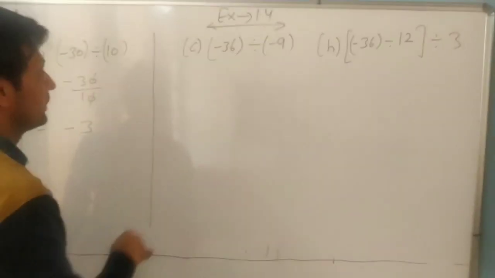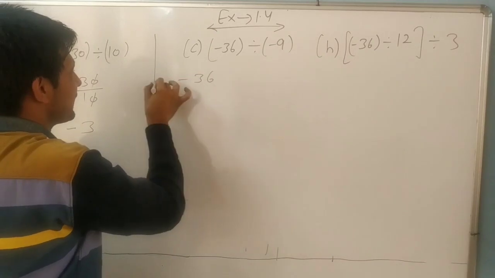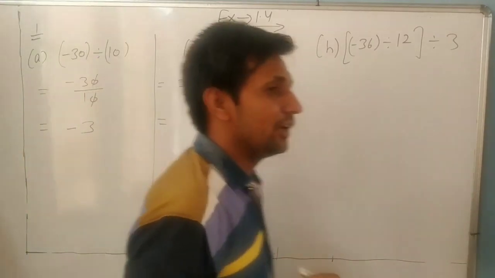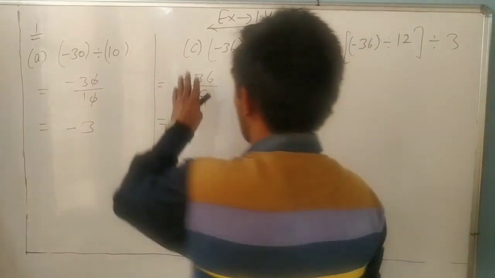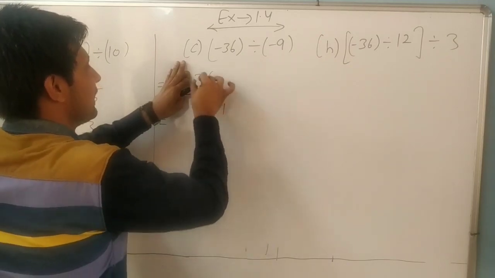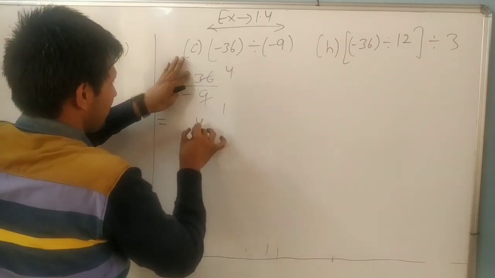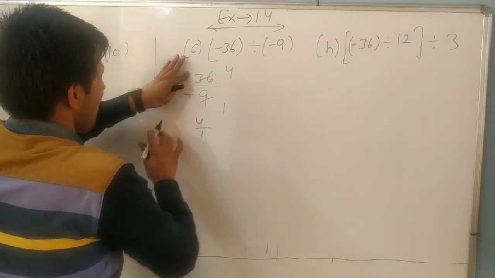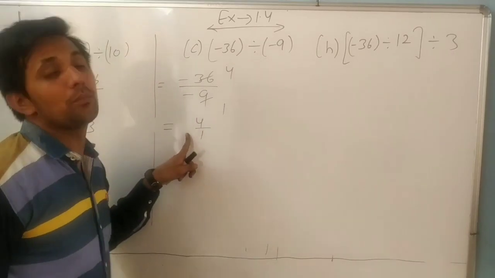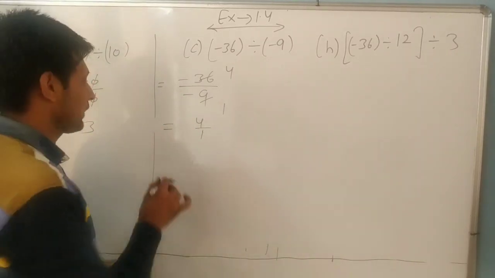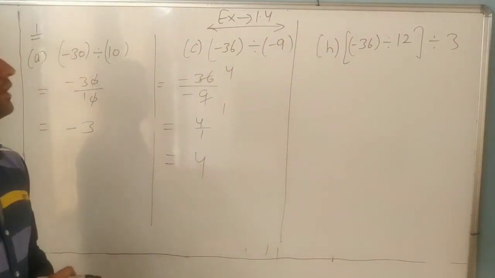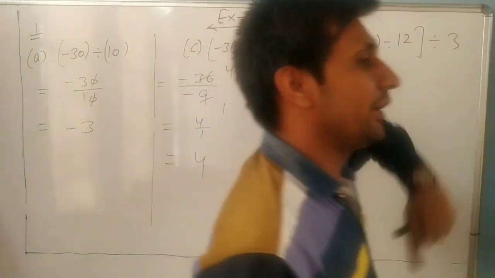Next dear, minus 36 divided by minus 9. In multiplication and division, if the sign is the same, we do not add them, we will divide. 36 divided by 9 is 4. And put the sign positive. If the sign is the same, the answer is always positive. Negative, negative, cancel always. Okay, 4 divided by 1, 4. It is your answer.